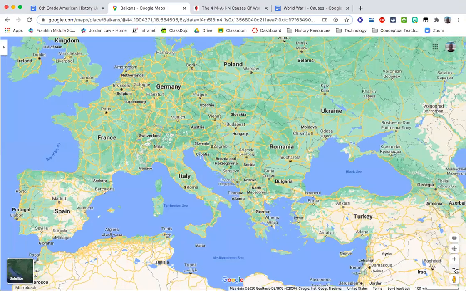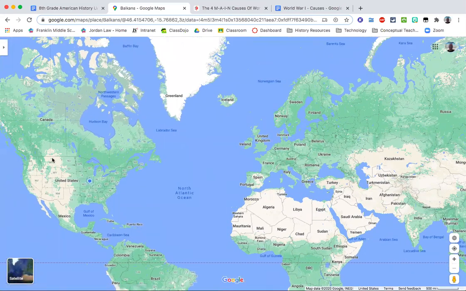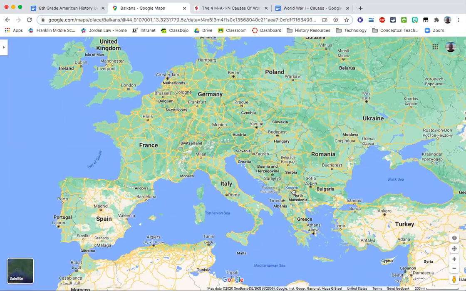I'm actually going to take you to a place in the world here known as the Balkans. If I zoom out here and see where we are in the world, here's the United States way over here across the Atlantic Ocean. A little blue dot is my current location, which is Franklin Middle School. The Balkans are these tiny little countries right here. We continue to zoom in to have an idea of where we are. They're named after the Balkan mountain range that runs right along this area here. You can see that darker green. It really takes up a lot of Bosnia and Serbia, and eventually ends at the Black Sea.